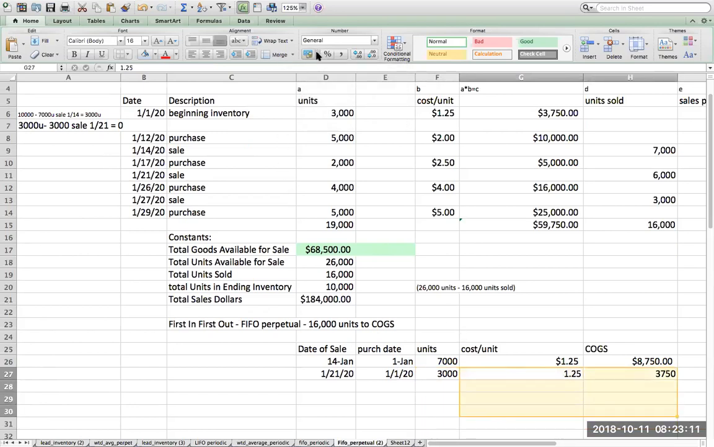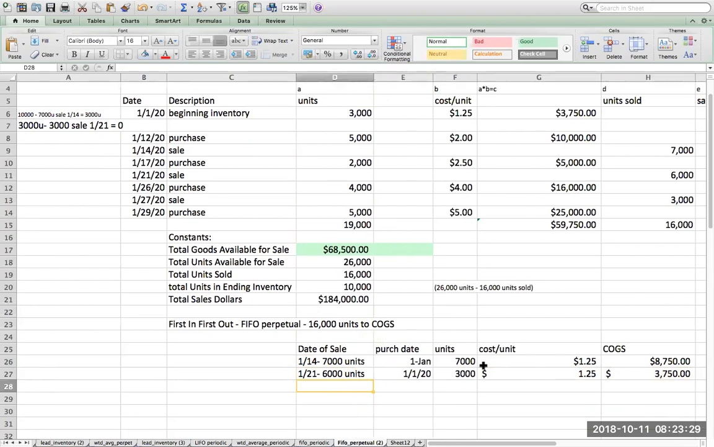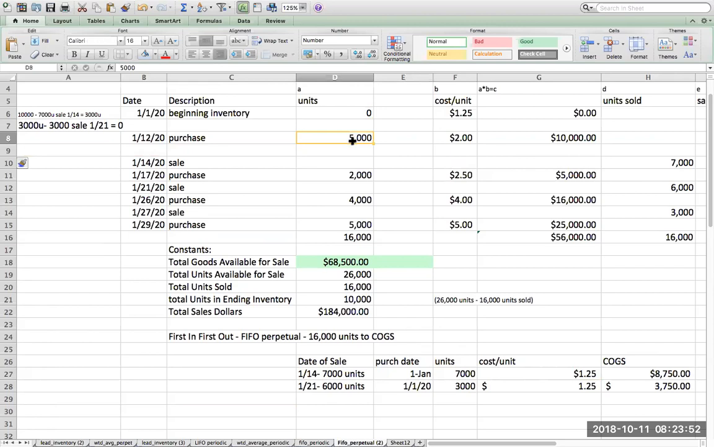Notice here that when I'm doing my sales, this is 1/14, 7,000 units. This was 1/21, 6,000 units. So notice here, I'm not done. I'm taking 3,000 units from my January 21st sale, okay? And I need more units, right? Because I need this total down here to be 16,000, and I only had 3,000 left. So what I need to do next is go to my next purchase.